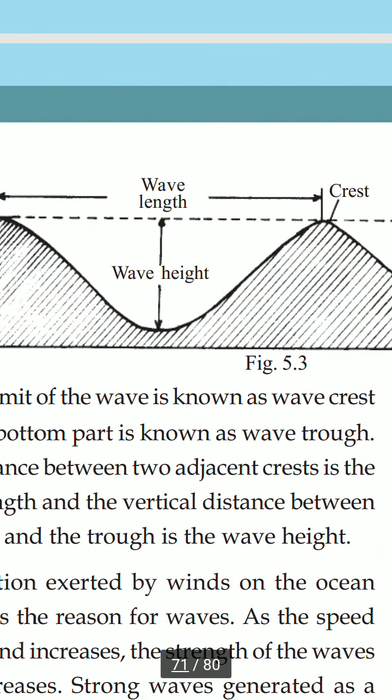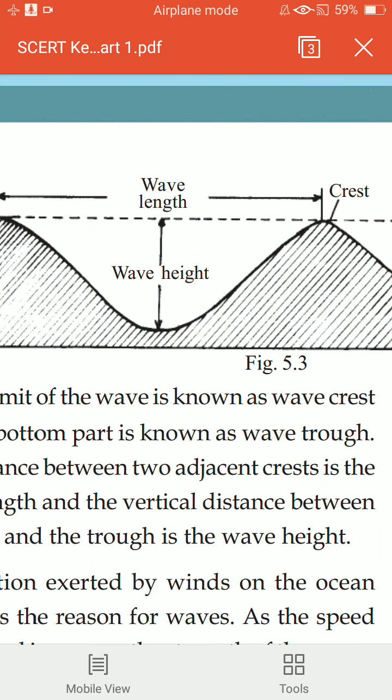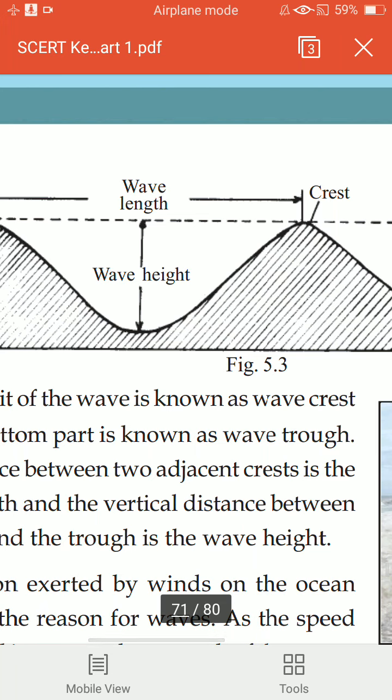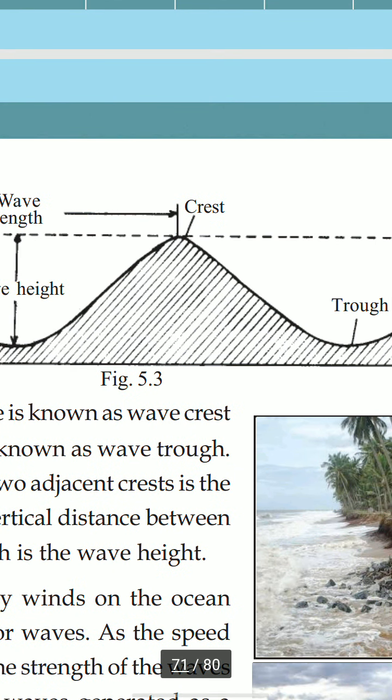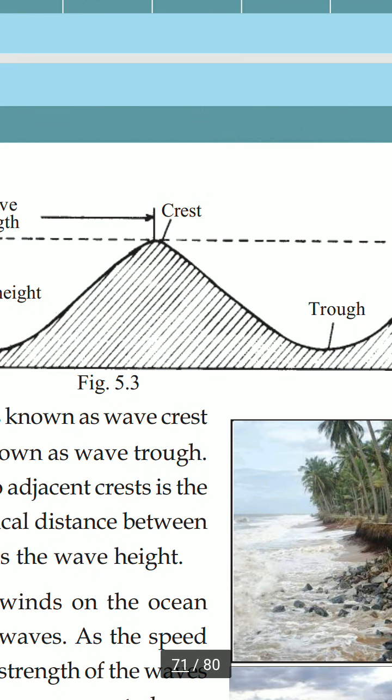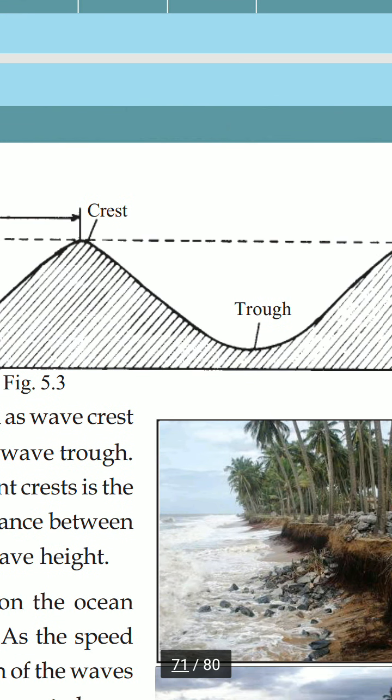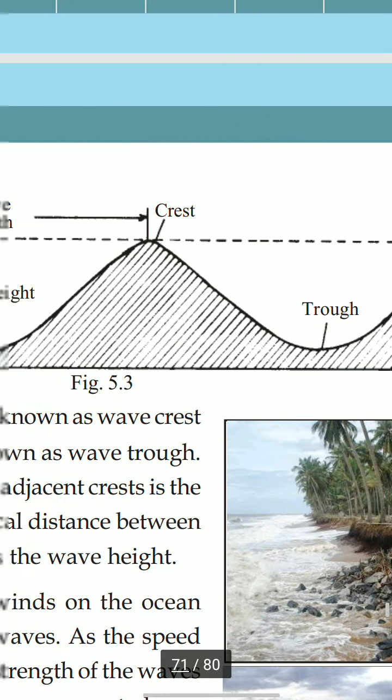From one wave to another wave, what is the distance? That is known as wavelength. From the bottom till the top of the wave, that is known as wave height. The top of the wave is known as the crest and the bottom of the wave is known as the trough.